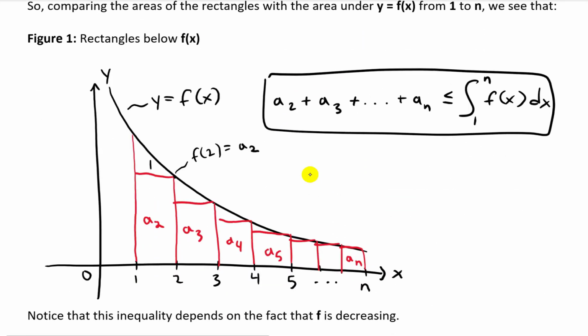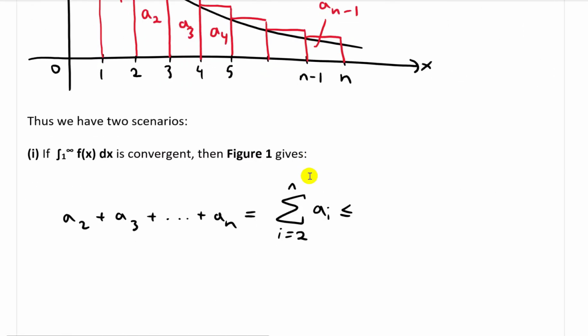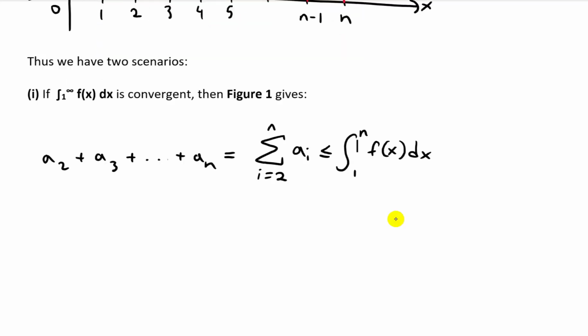So remember, this is from 1 to n there. So that's going to be less than or equal to the integral from 1 to n of f of x dx. But then this one right here, we know this is convergent, and this n is obviously less than infinity. So this is going to be less than or equal to the integral from 1 to infinity of f of x dx, like that.